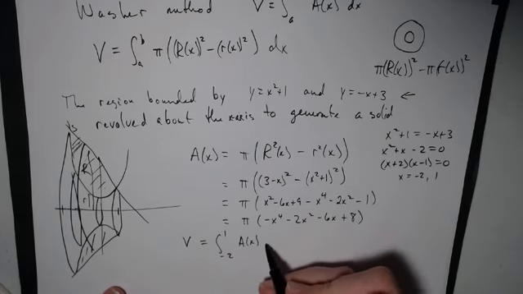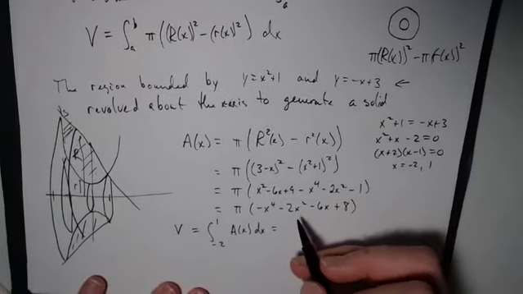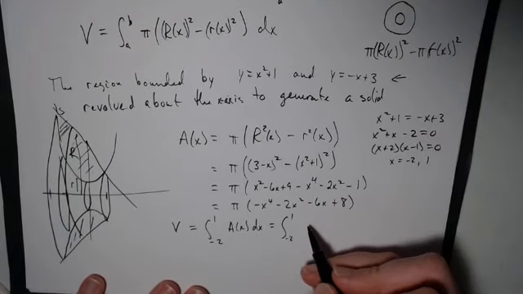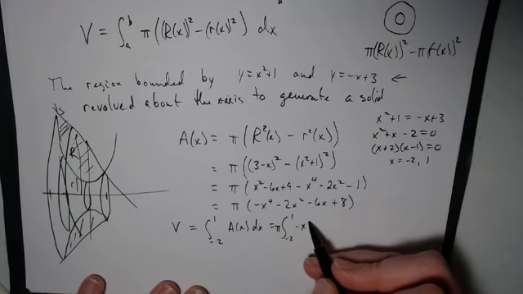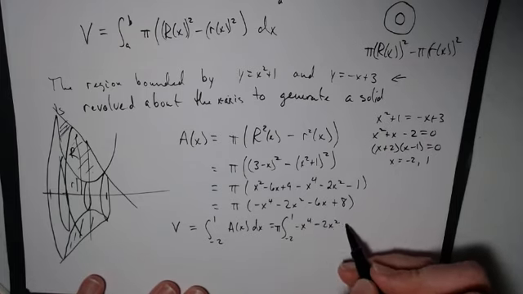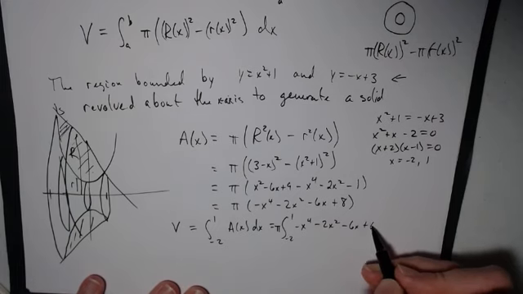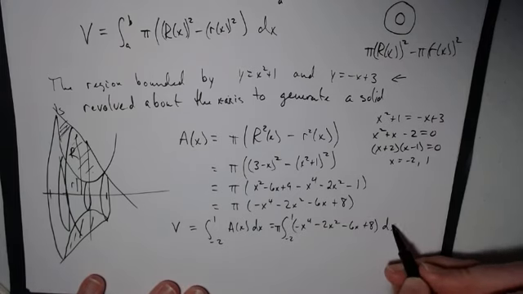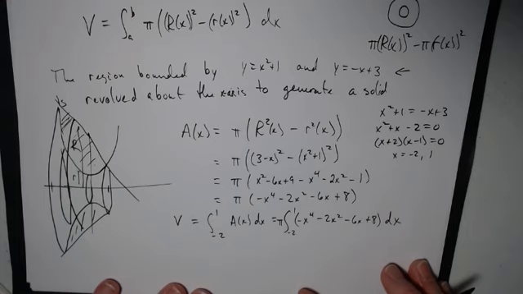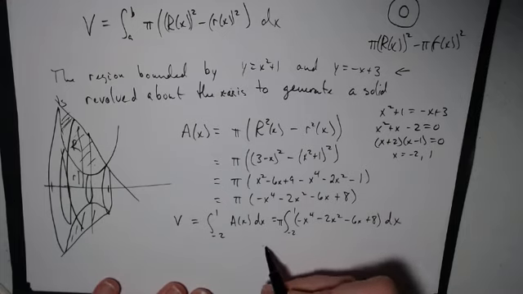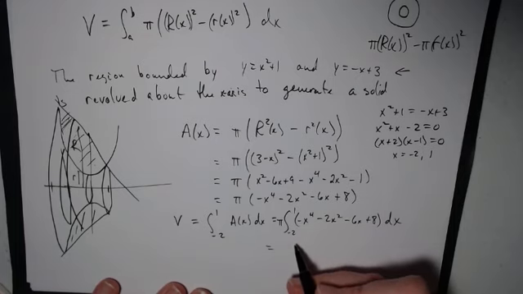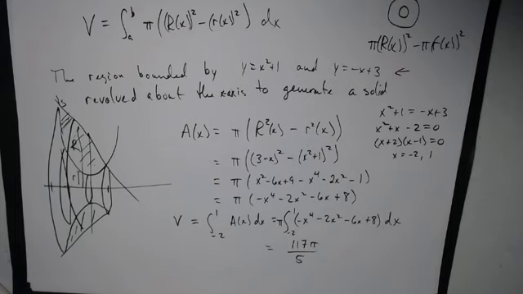The integral of A of x dx, where in our case we know A of x is, we'll put the pi out front, pi times negative x to the fourth minus 2x squared minus 6x plus 8 dx. Some easy polynomial integration later, and substitution, we're going to get 117 pi over 5. So that is the washer method.